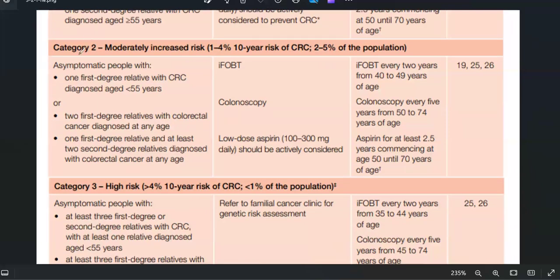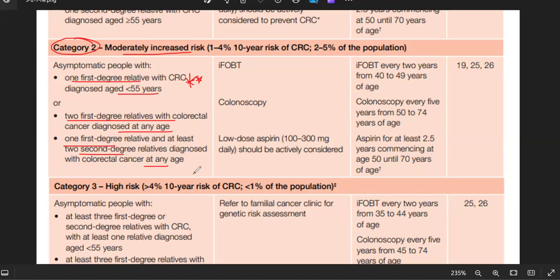Coming to the moderate or category 2. So moderate risk are patients who have a first degree relative diagnosed with a colon cancer before 55. So that's the main one which comes in exam. The other option is 2 first degree relatives diagnosed at any age. 1 first degree, at least 2 second degree diagnosed at any age. Okay, so these are category 2.